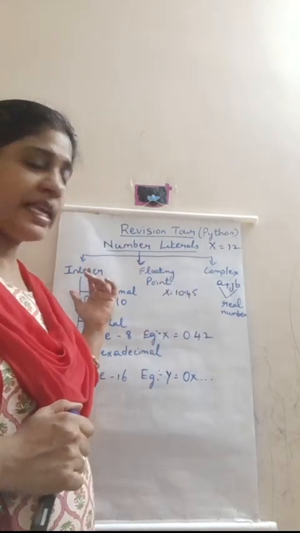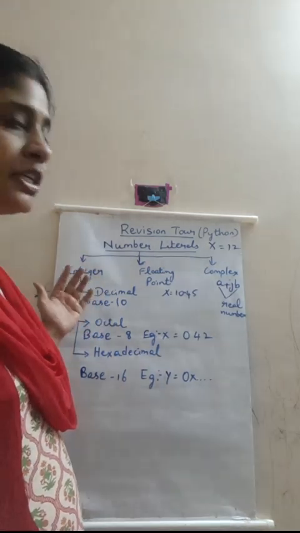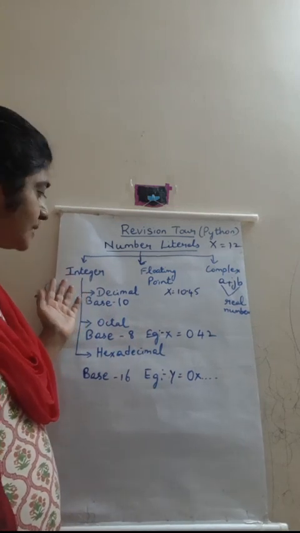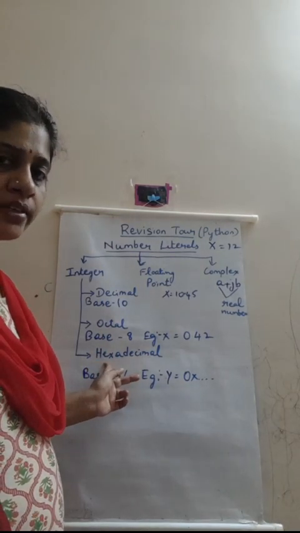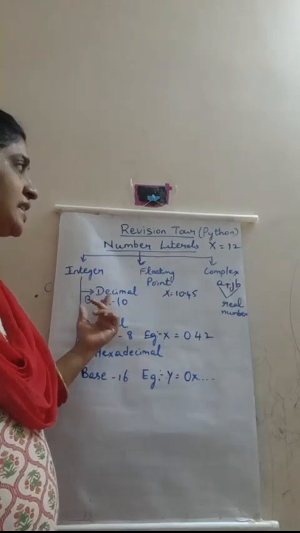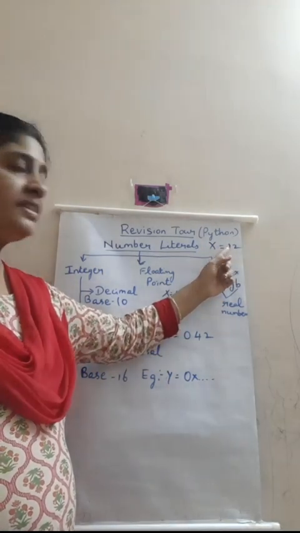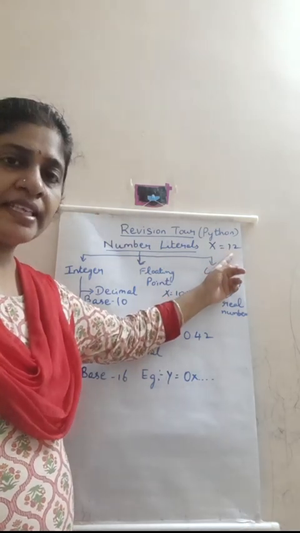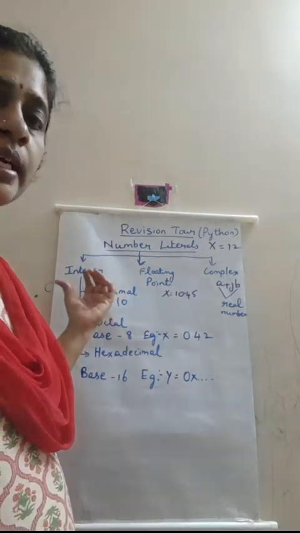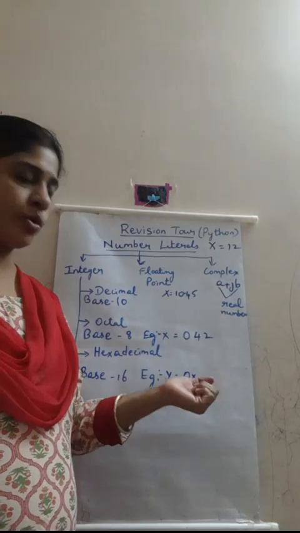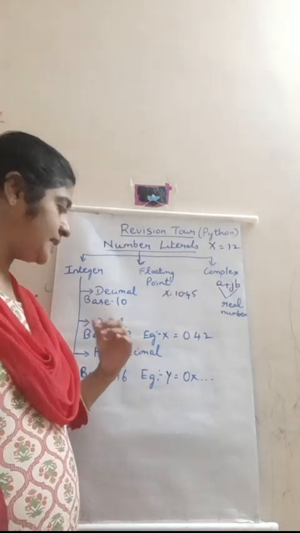Now when you see integer number literals, they can be written in 3 forms. That is, they are again divided into 3 types: decimal literal, octal integer literal and hexadecimal integer literal. Now what are decimal integer literals? When you say x is equal to 12, this is a decimal integer literal which is having base 10. So the numbers which are having base 10 are called decimal integer constants, and octal integer constants are nothing but numbers having base 8.